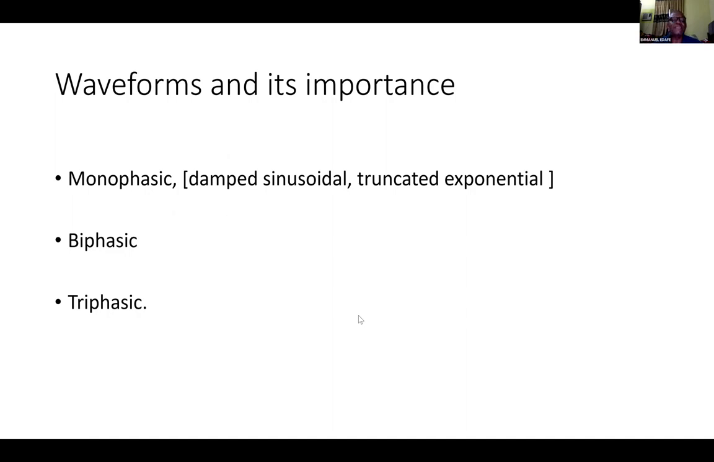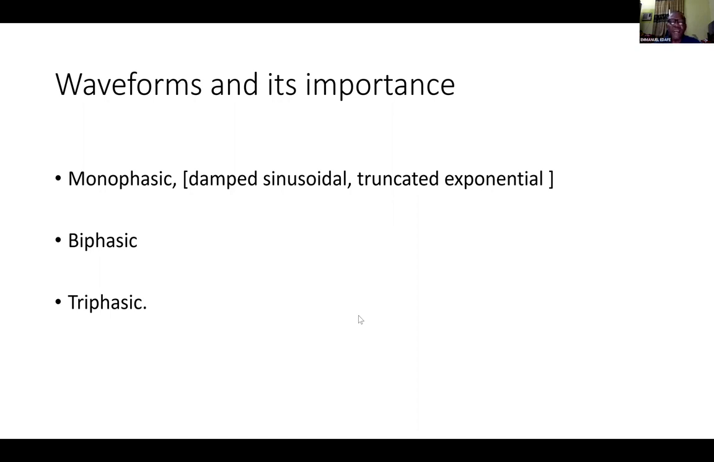Then, as we said, we also have the monophasic, which may come in the form of damped sinusoidal or truncated exponential. Damped sinusoidal is when the current goes, it gradually dies off. It doesn't die off spontaneously. If the current disappears spontaneously, it is termed truncated exponential. But remember that in monophasic, the current moves only in one direction. It doesn't move to and fro. While in biphasic, the current goes from positive to negative, then reverses back again. It can also reverse back again.